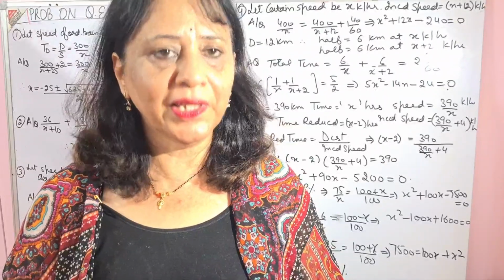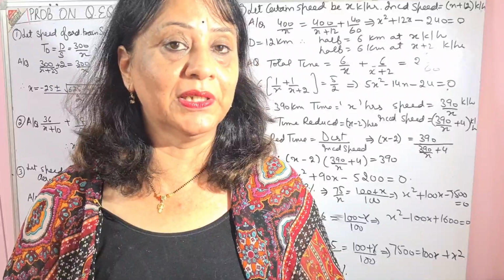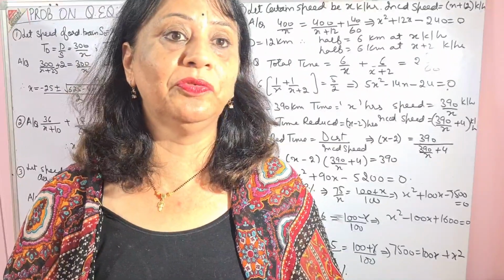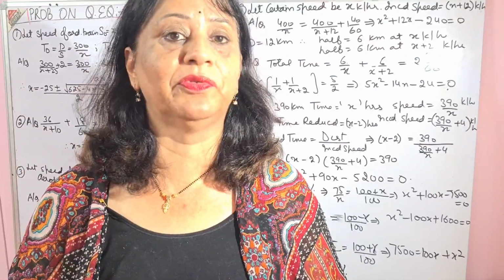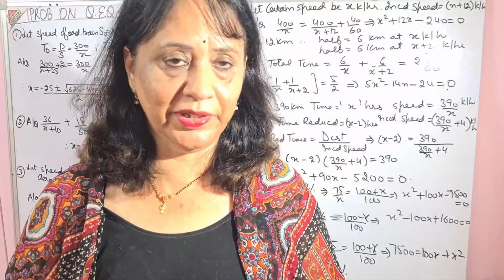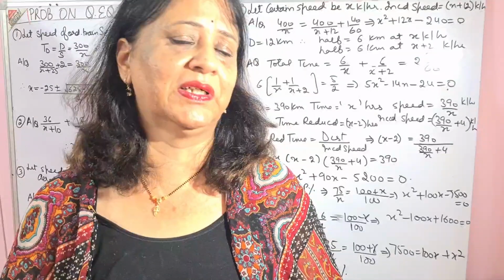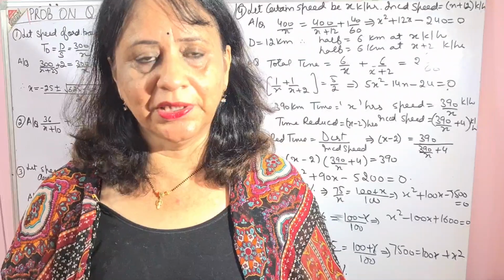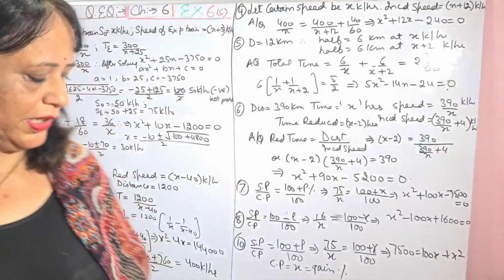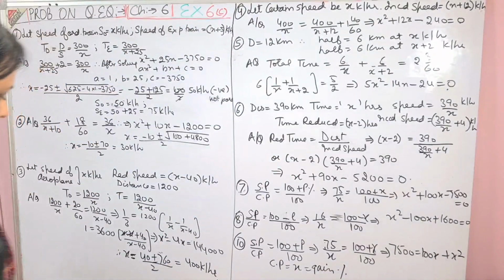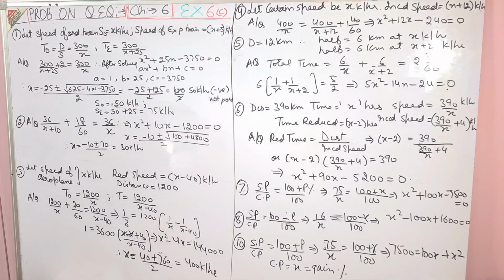Almost every paper, I'm telling you, children, has a question like this. So you will not leave a single question from this exercise. A very, very important exercise and a very easy one, trust me. So children, starting with it, you take out your book, chapter 6, and this is page number 73.